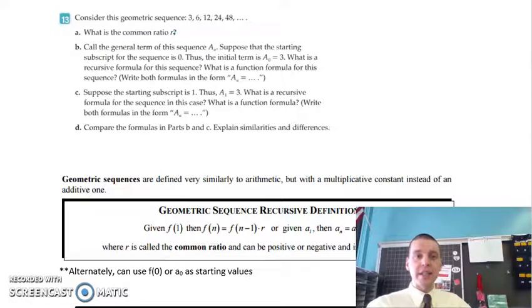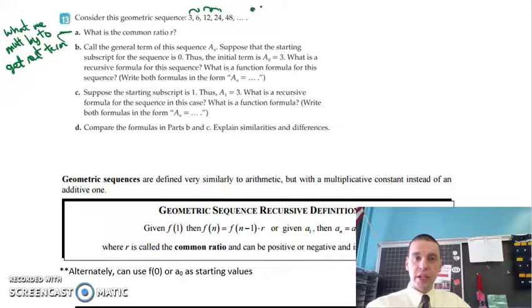13 says, what is the common ratio? What is a common ratio? Common ratio is what we multiply by to get the next term. So what are we going to multiply by? Go from 3 to 6, 6 to 12, 12 to 24. We're multiplying by 2. So our common ratio is 2. And it says, call the general term of the sequence a sub n. So a sub n. Suppose that the starting subscript for the sequence is 0, and then the initial term is 3.